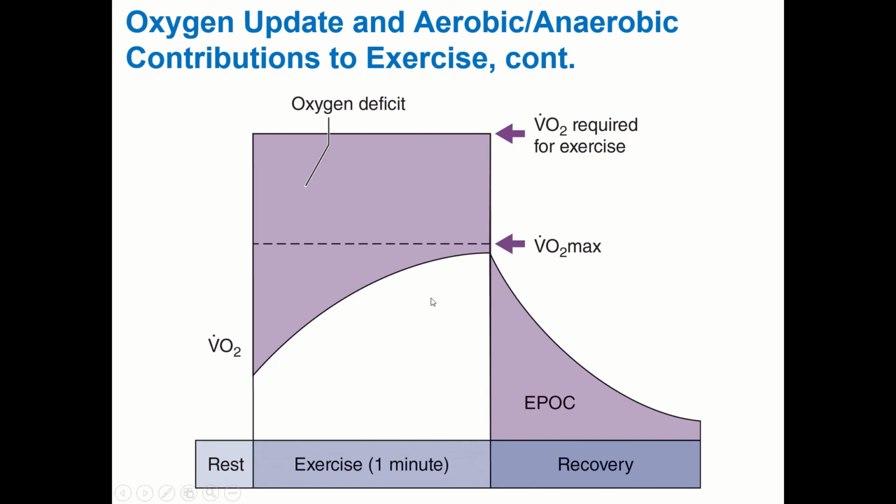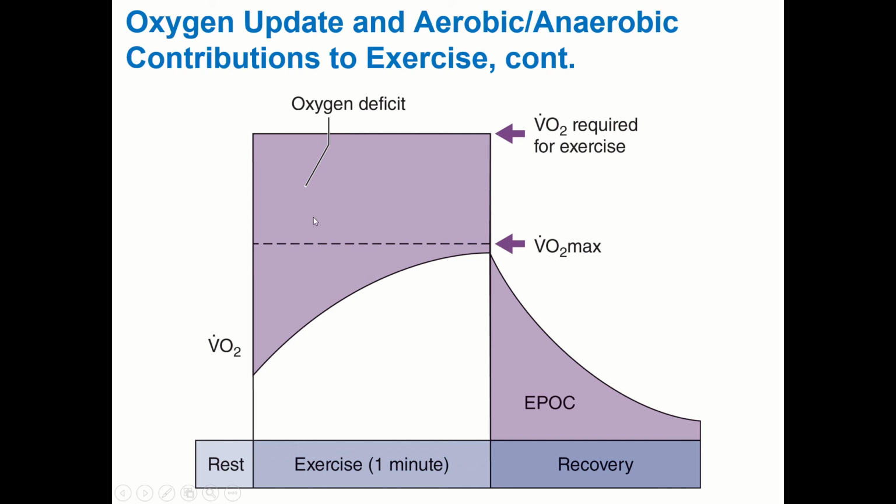Now, if we work, so this is exercise all out for 1 minute. So you run a 400 around the track, so 1 lap around the track as fast as you can. You're working at such a high intensity, you can never meet the demands of exercise. You can never meet the energy demands by supplying enough oxygen. So the whole thing is going to be anaerobic because you're working at such a high intensity. And so with that, the oxygen deficit is higher, right?